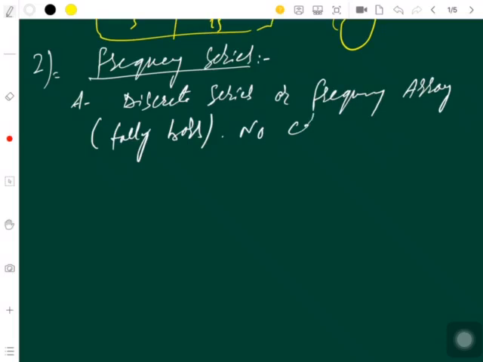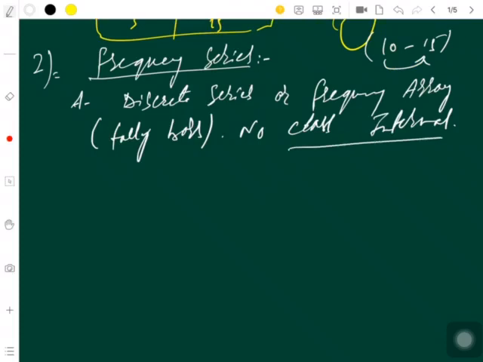With no class interval. There is no class interval. What is class interval? I'll tell you. I have class 10 to 15. There is an interval in between the two. There is a gap in between the two. How it is calculated, I'll tell you later on. For the time being, class interval. Number second, or B, will be frequency distribution.